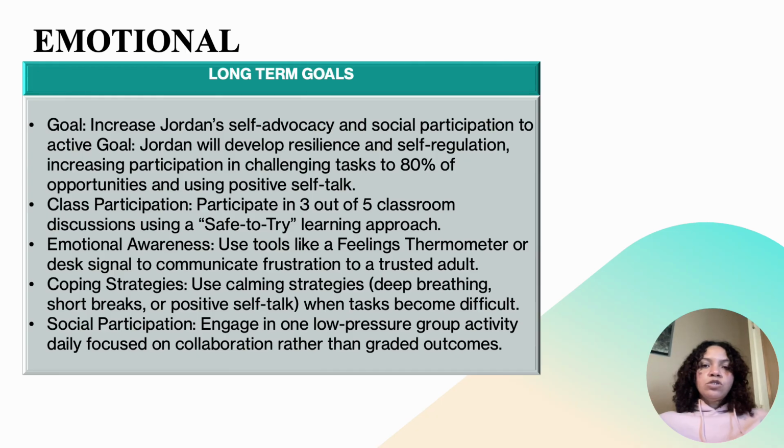Objective 2, emotional identification. When experiencing frustration or stuck moments in reading and writing, Jordan will use a self-advocacy tool such as the feeling thermometer or a private desk signal to identify his emotions to a trusted adult before it escalates to restlessness. A feelings thermometer is sometimes called the emotions thermometer. It is a visual tool used to help children identify, measure, and communicate the intensity of their emotions.